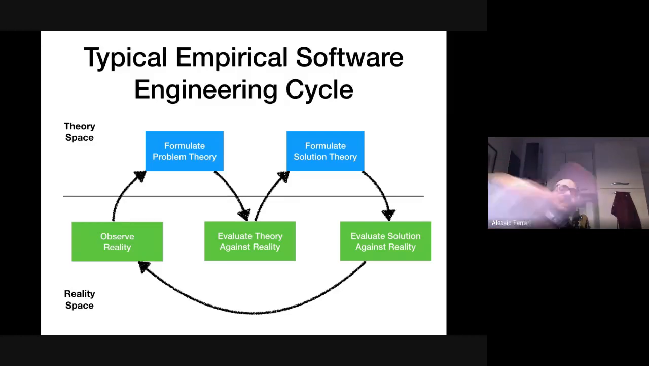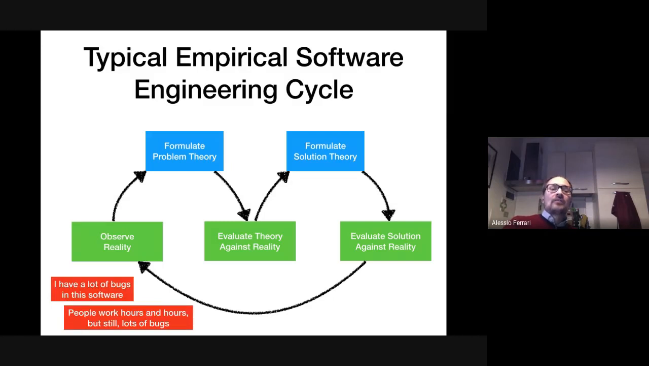So the typical software engineering cycle considers these five steps. The first step is always to observe reality. For example, I observe in a company that I have a lot of bugs in the software. And I know that people in my company are working hours and hours, but still I have lots of bugs. And this is a problem for me, okay? Why is it a problem? Because it costs a lot. I can find several motivations, but I want to solve it because lots of bugs is not good, okay?